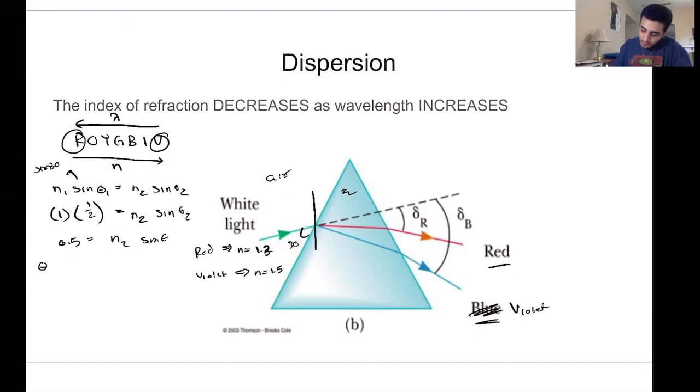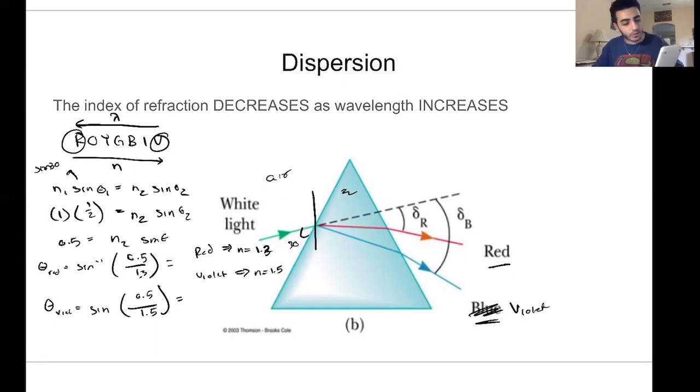So we'll say theta of red equals what? It equals sine inverse of 1.3 over 0.5. That's not right. Sine inverse of 0.5 over 1.3. And then theta of violet equals sine inverse of 0.5 over 1.5. I calculated this earlier, and the angle for the red light will be around 22 degrees. The angle for the violet light will be around 19 degrees.